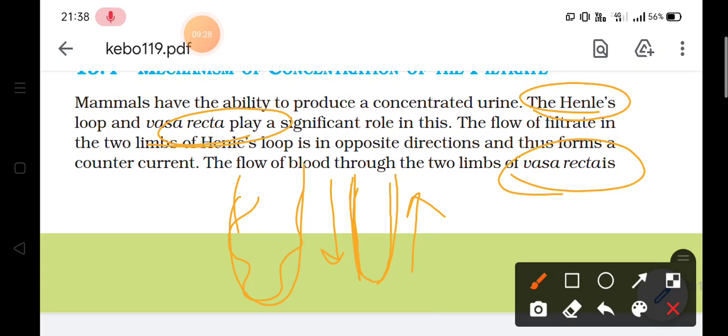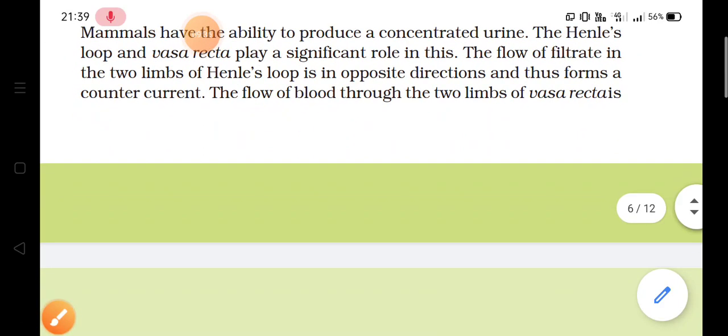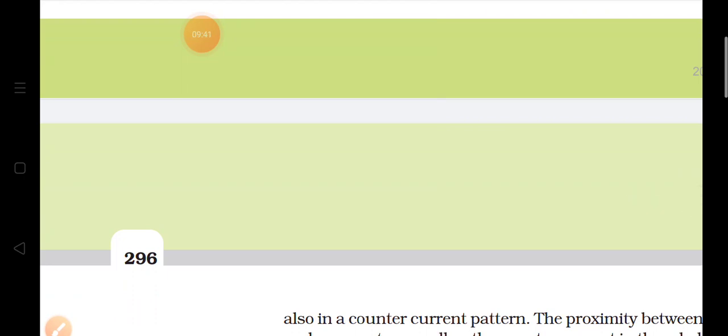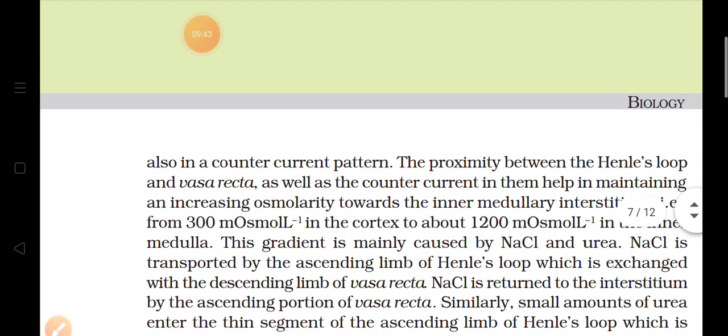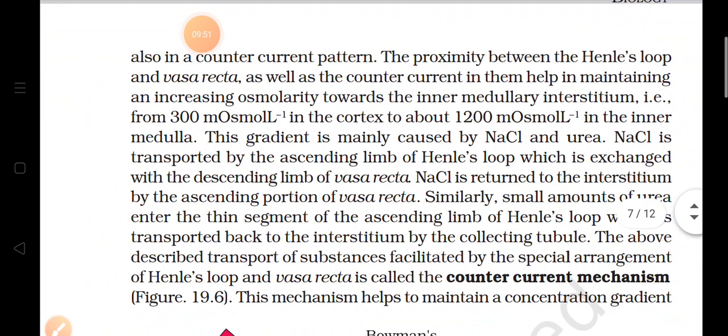So what will this vasa recta do? Now this vasa recta will also help in maintaining the counter current mechanism. That means the vasa recta and the Henle's loop are both playing a great role in maintaining the counter current mechanism. There is great proximity between the Henle's loop and the vasa recta, and therefore they are able to maintain the counter current.